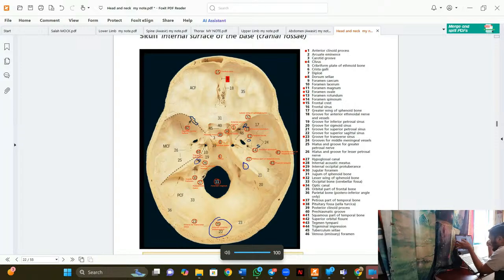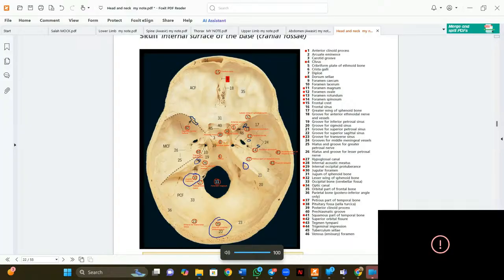Okay. 30 is jugular foramen. 32 lesser wing of the sphenoid. Wait. Okay. 34 is optic canal. Okay.